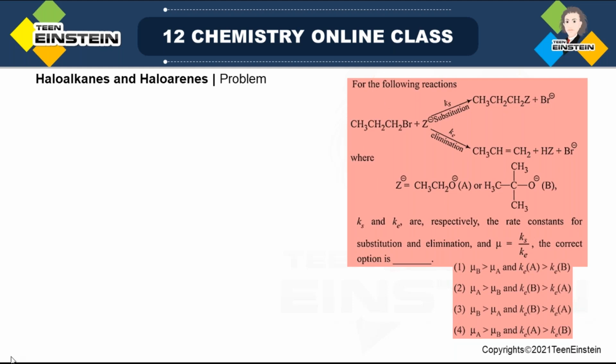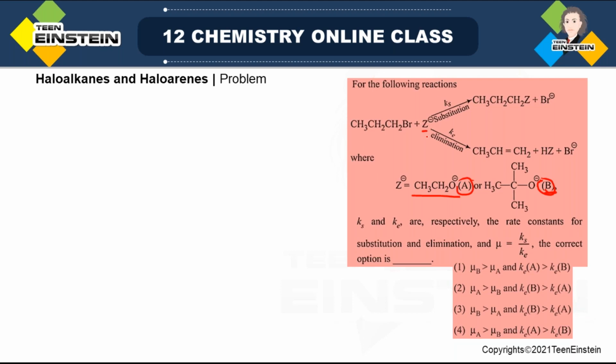So in this problem, it is saying that CH3CH2CH2Br, which is basically a haloalkane, is treated with Z. Now Z is CH3CH2O minus, and Z may be another base also, which is Me3CO minus. So Z may be A or Z may be B. Two types of reagents are there, and two types of reactions also we are getting.